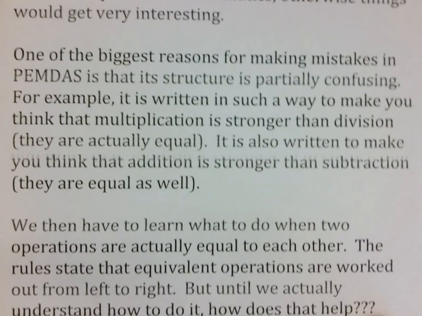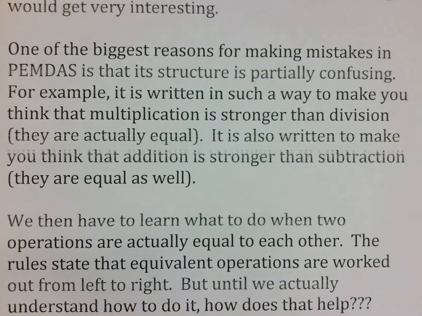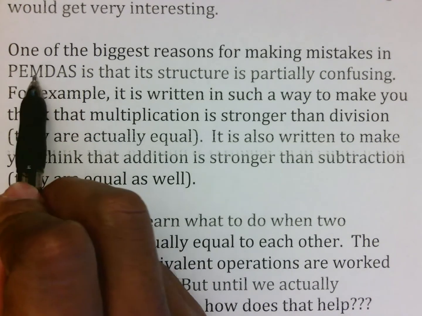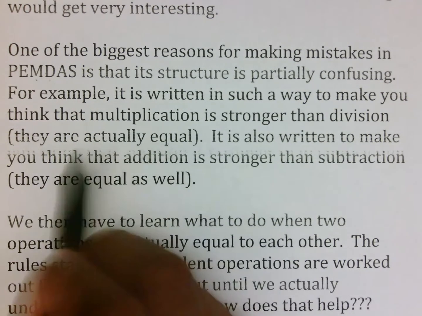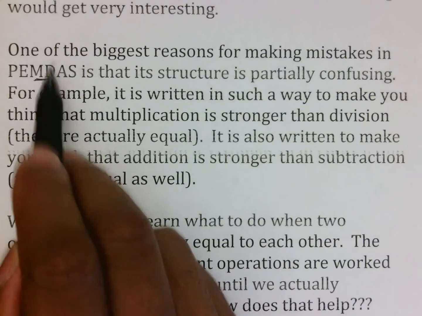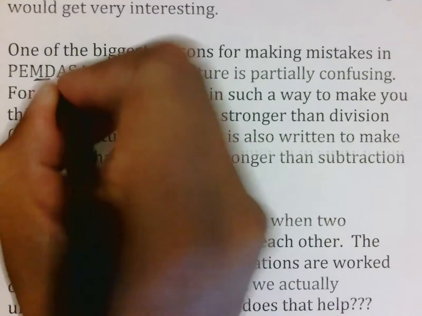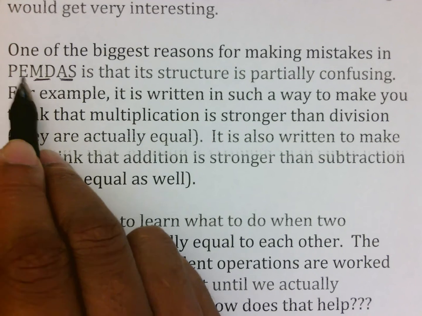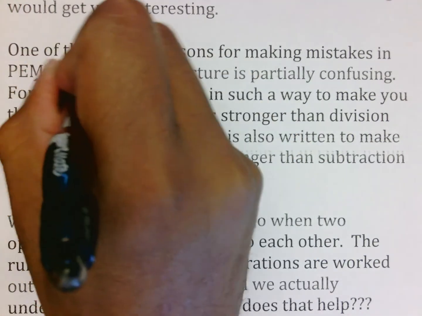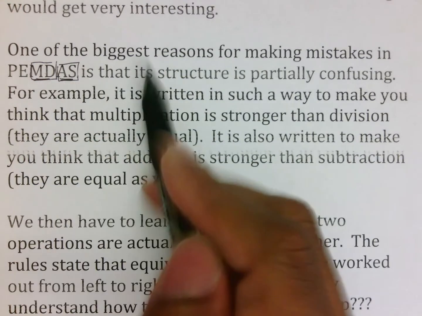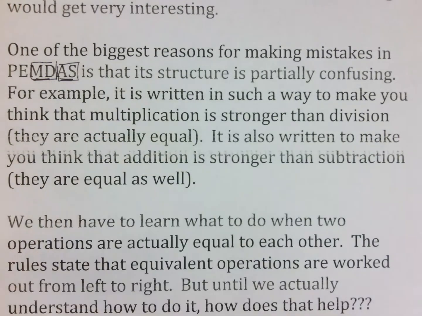One of the biggest reasons for making mistakes in the order of operations, PEMDAS, is that the structure is partially confusing. For example, it's written in a way to make you think that multiplication is higher than division, but that's actually untrue. They are both equal. These 2 are equal operations. It's also written to make you think that addition goes before subtraction, but again, those 2 are also equal. And so we need to make sure we understand, even though it's written as higher to lower, that these 2 groups actually are packaged into one. So again, that's the main thing we're going to be doing, is trying to get used to that part.